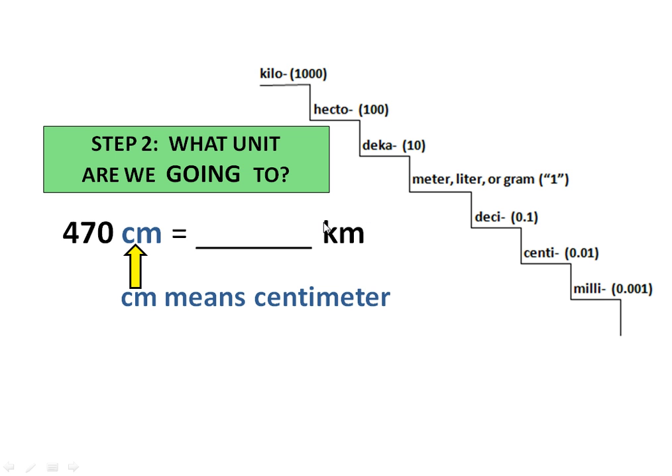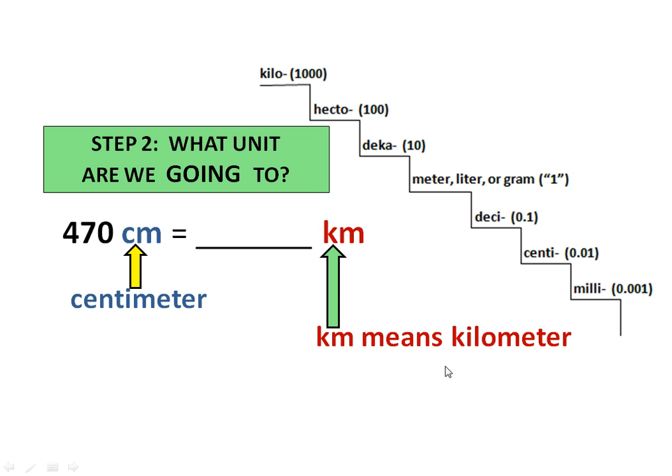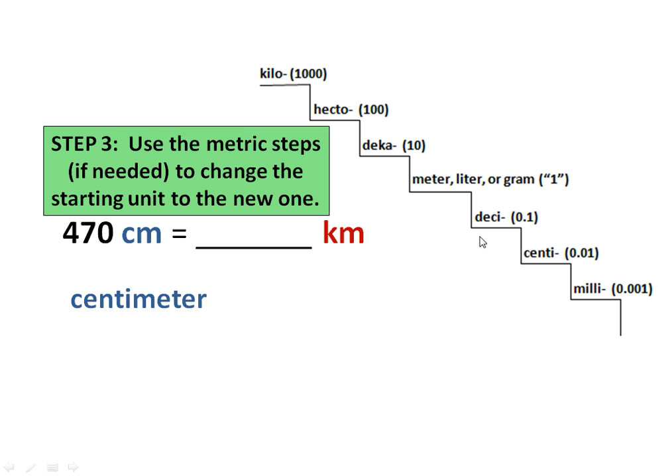So let's look at our unit, our letters right here. km. So again, referring to our notes, km, first letter, the prefix. So we see K there. K is short for kilo. The last letter is the root word abbreviation. So M right here, meter. So putting that together, prefix kilo attached to the root word meter. So km means kilometer. So now we can use our steps because we know where we're starting and where we're going.